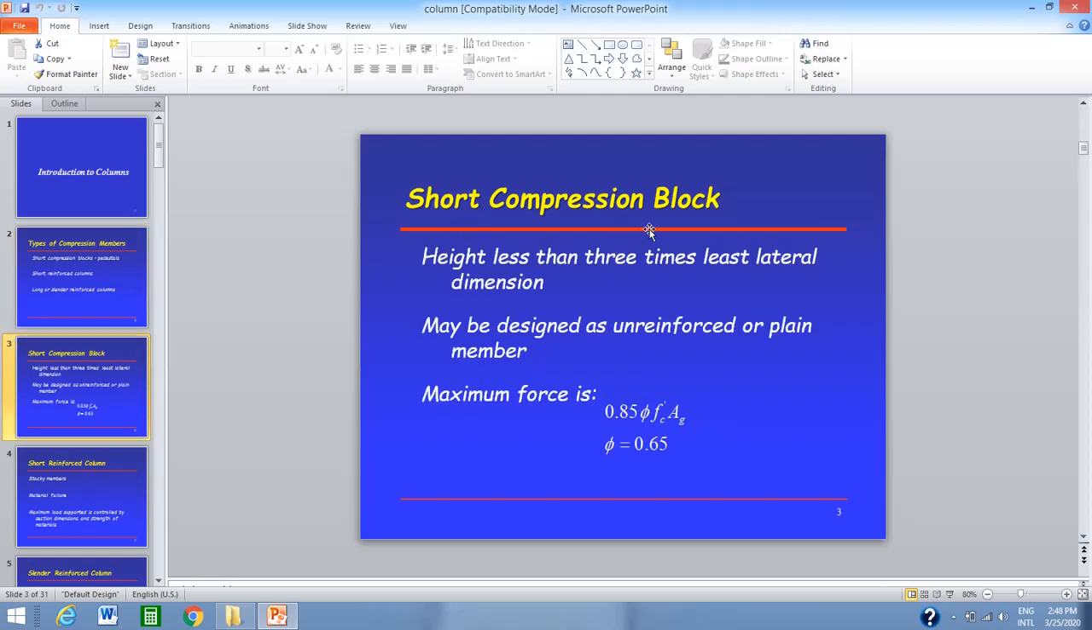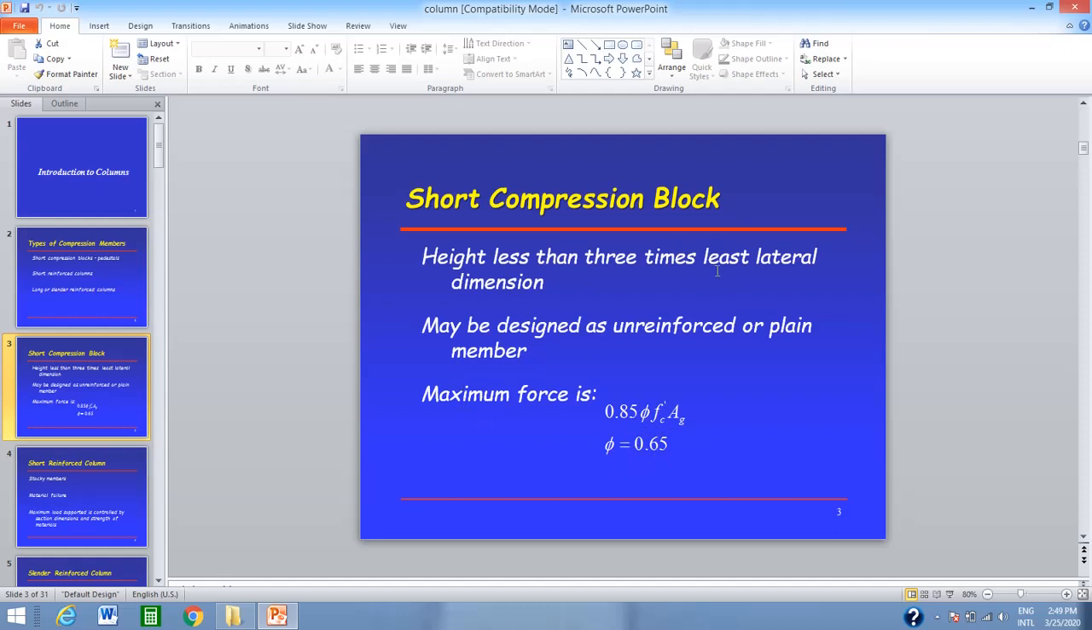In the short compression block, how can we differentiate? If the height of the column is less than 3 times the least lateral dimension, then you can say this is a short compression block, or you can call it a pedestal. For designing this, no reinforcement is required, and you can calculate the maximum force by this formula: 0.85 fc' Ag, where Ag is the cross-sectional area of the column, fc' is the strength of the concrete, and phi is the reduction factor, which you can take as 0.65.